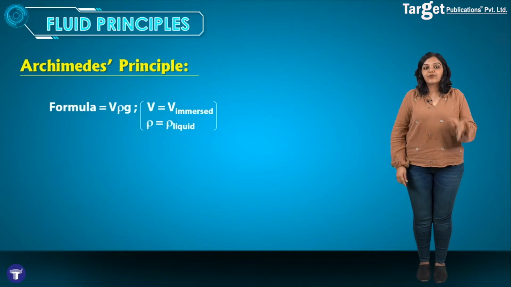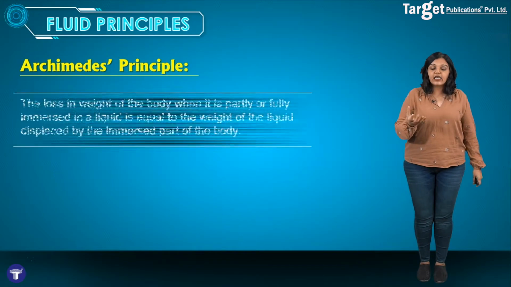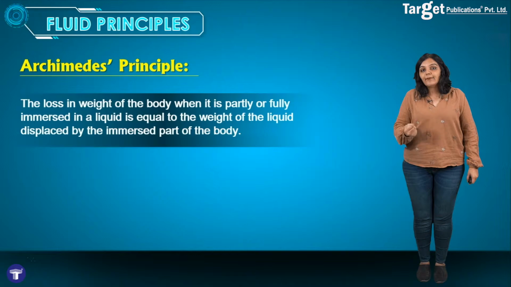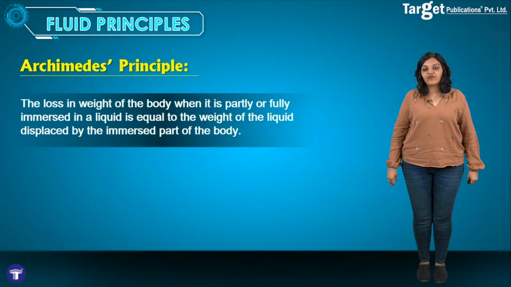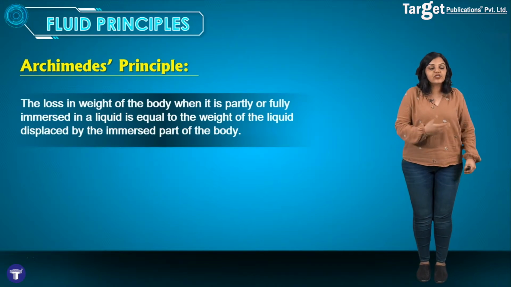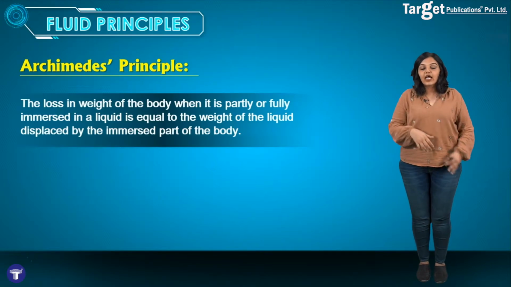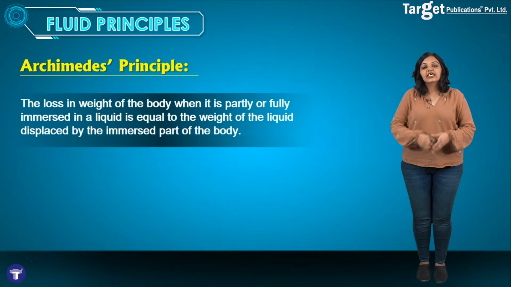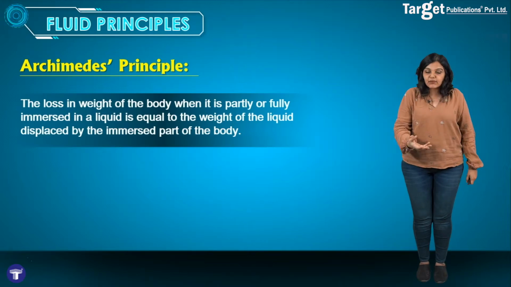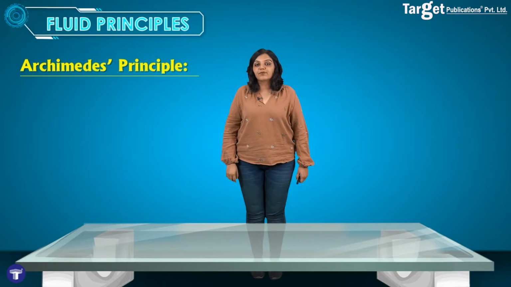And now we can understand the principle of Archimedes. The famous Archimedes principle says that when a body is immersed in a fluid, it loses some of its weight. There is an apparent loss in weight of this body. In fact, we feel this when we try to go swimming. When we are floating in water, we feel less heavy than we actually are. So there is an apparent loss in weight of the body when it is partly or fully immersed in a liquid. And this loss in weight is equal to the weight of the liquid displaced by the immersed part of the body.